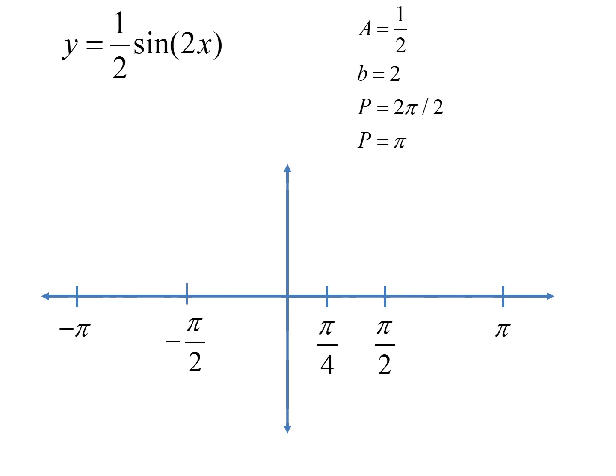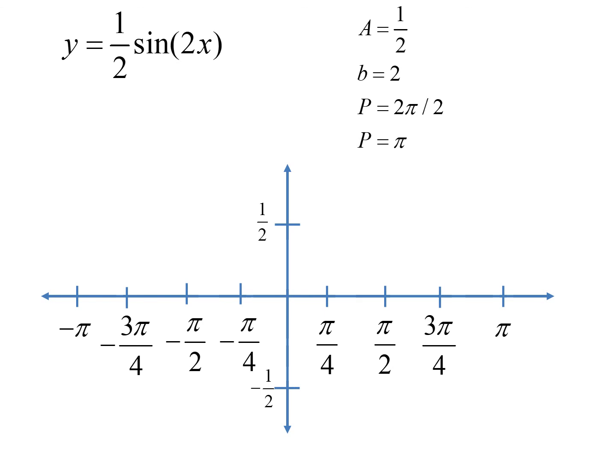So I'm going to have positive pi over 4, negative pi over 4. And in between these two, I've got 1 pi over 4, 2 pi over 4. So this one here will be 3 pi over 4 and negative 3 pi over 4. So now I've sketched my x-axis, and my y-axis, I'm going to be going from positive 1/2 to negative 1/2. Now that I've drawn my axis out, all I have to do is place my points.